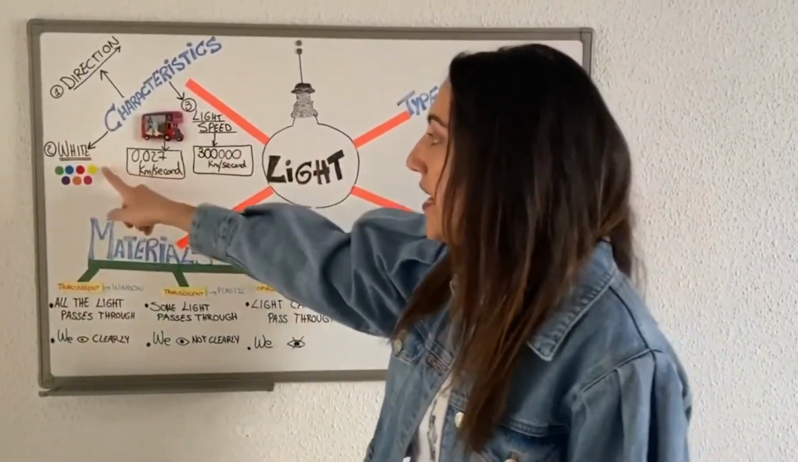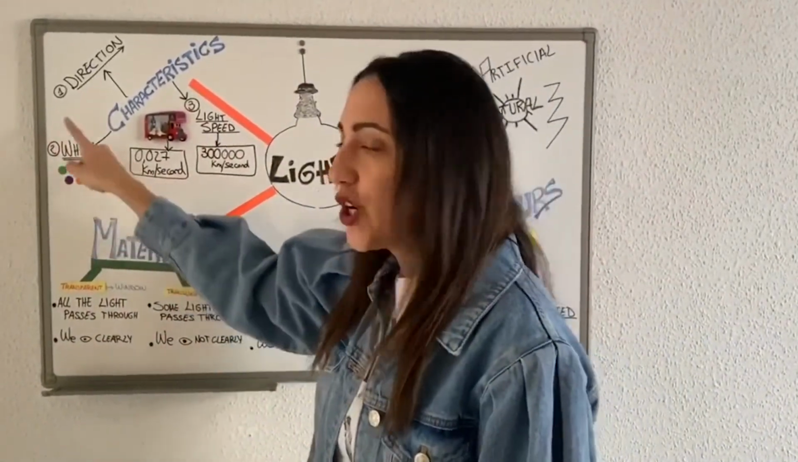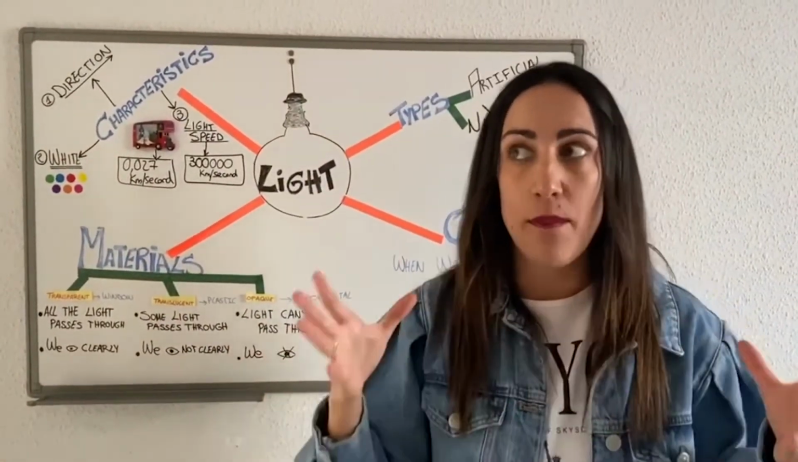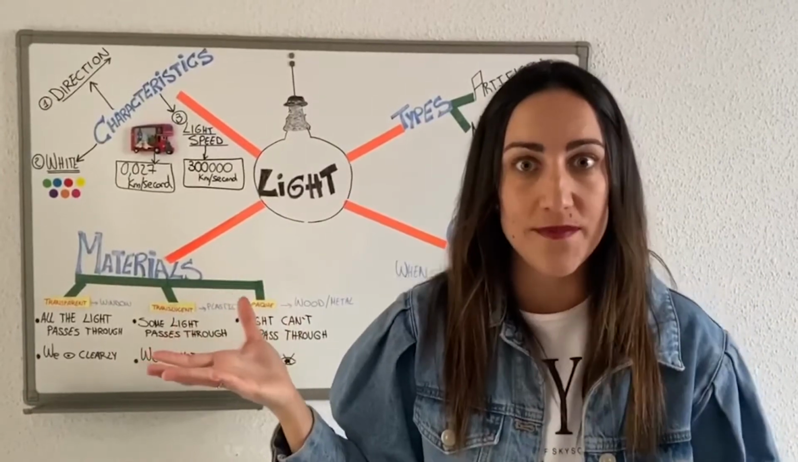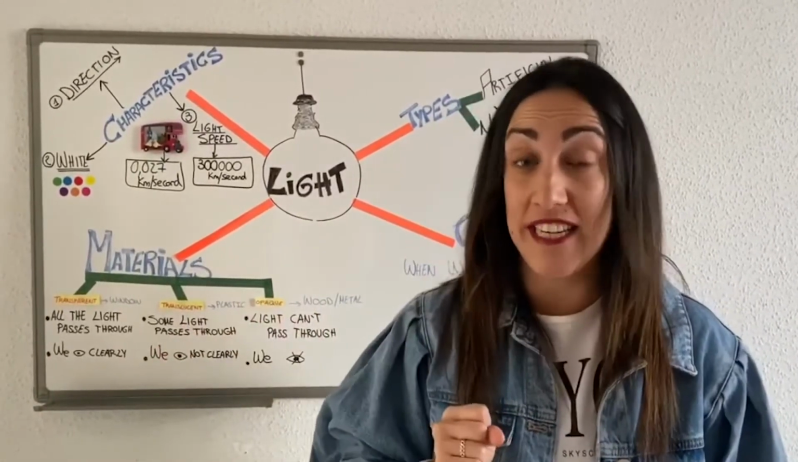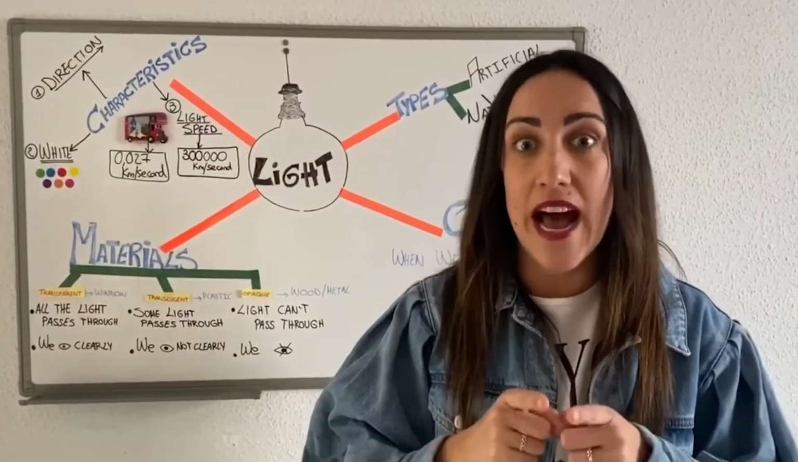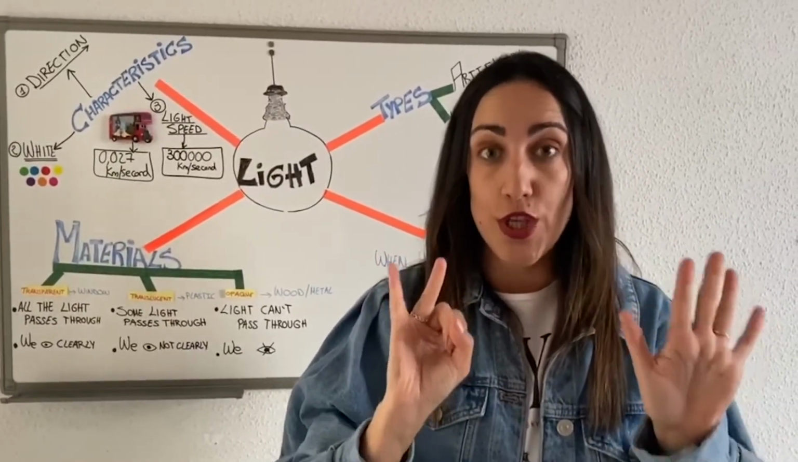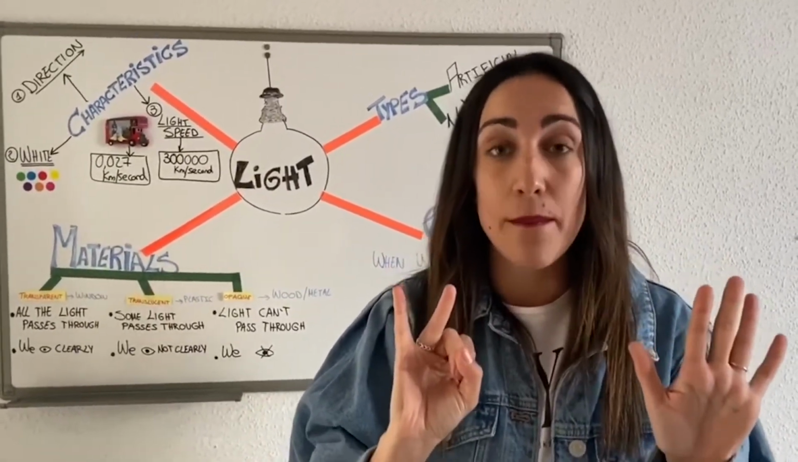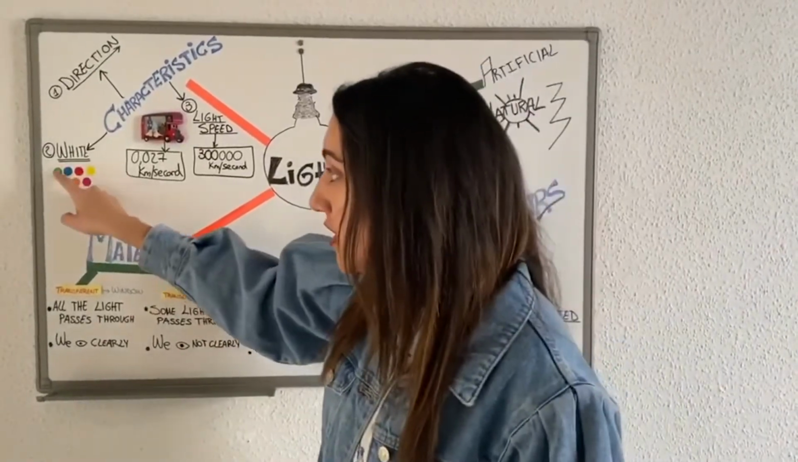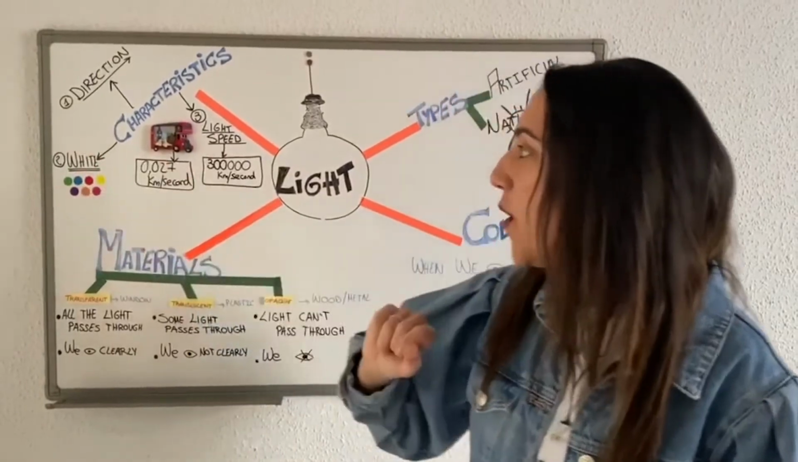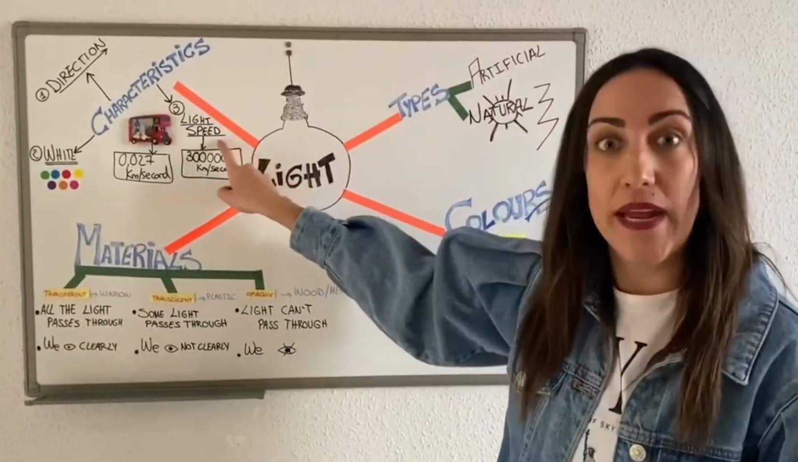Then, let's talk a little bit about the white color. You may think that white is made up only of white, but that's not the right answer. White is made up of the 7 colors of the rainbow. So, white is made up of those 7 colors. Do you know that?